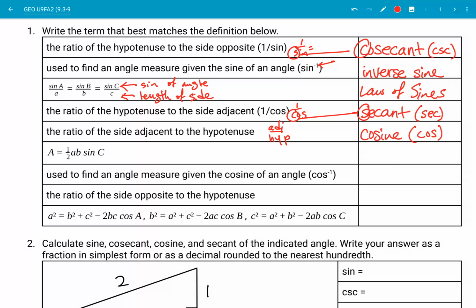Area equals 1/2 AB sine C. That's the formula for the area of a triangle. We'll call that triangle area formula. Used to find an angle measure given the cosine of an angle. Well, if up here we had inverse sine, this must be inverse cosine.